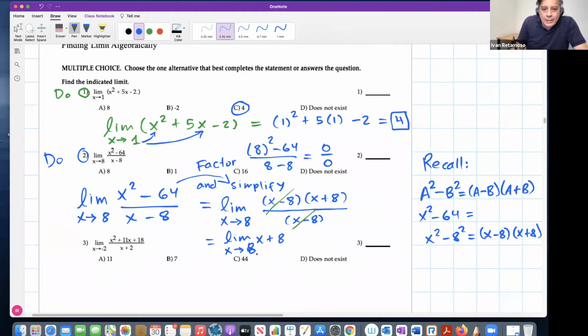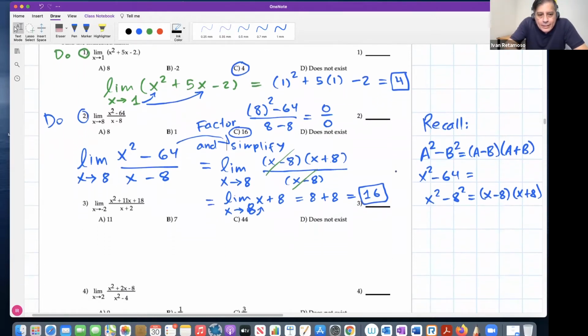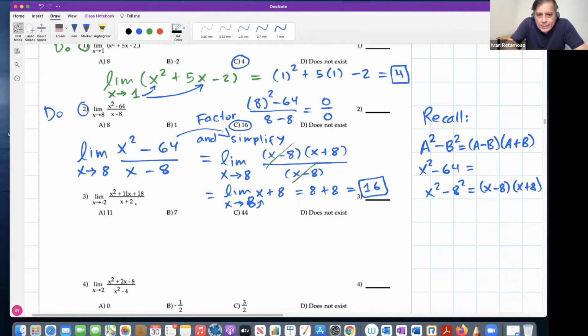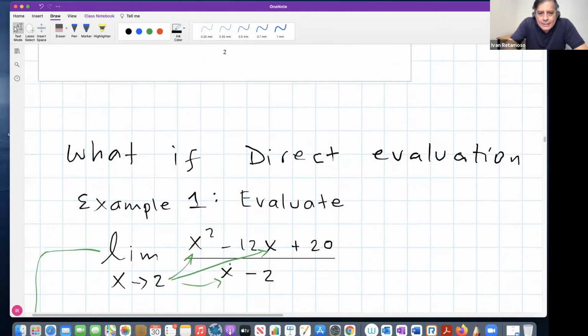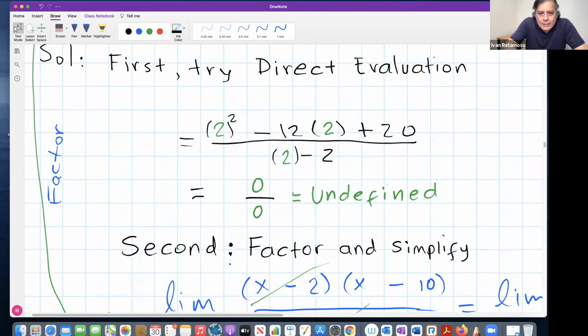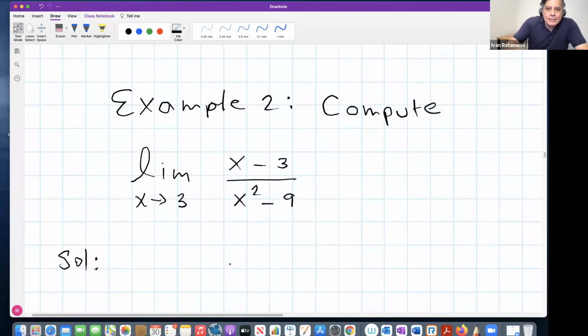Now this function is better behaved because it allows direct evaluation, right? 8 plus 8, and that is 16. Good, excellent, guys. That's it, right? Very good. All right, there's another one here. This one is very similar to the example that I did, so probably we should try this, but let me show you another example, for you to see what to do when there are two different types of factorization that you must apply.